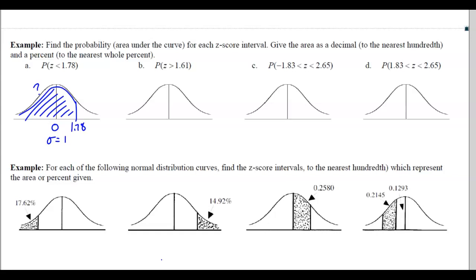We started with the first one, but we didn't quite finish. So, it says find the probability or area under the curve for each z-score interval. Give the area as a decimal to the nearest hundredth and a percent to the nearest whole percent. So we want the probability that the z-score is less than 1.78. So in terms of work for a question, you just do a little normal distribution. Okay, so normal distribution, positive z-score is going to be to the right of 0, and we want to find that probability. So that means we're using our distribution in our calculator.